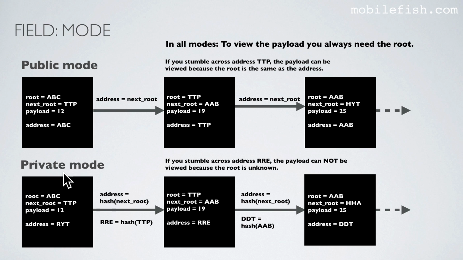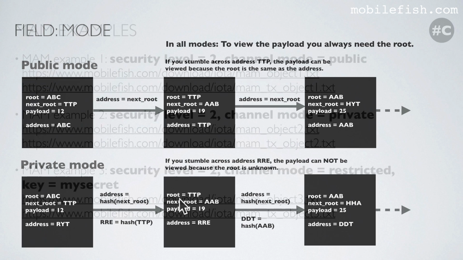Now let's look at the private mode. The address is not the same as the root. This address is the hash of the root. To get the next message, we need to hash the next root value to get the address, as mentioned over here. If you stumble across address RRE, this payload cannot be filled because the root is unknown, because the address is the hash of the root and not the other way around. And the hash is a one-way function.